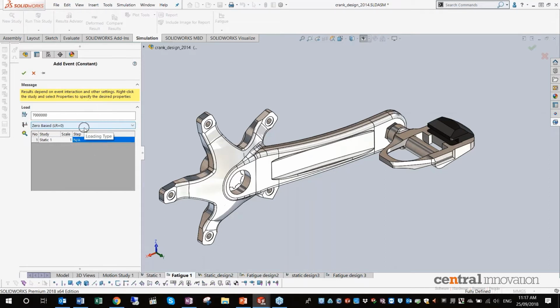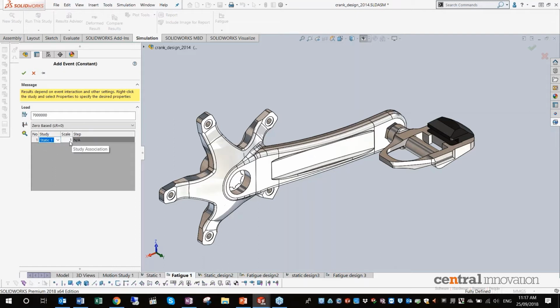what the loading type is. The loading history type in this scenario is zero based, meaning that I apply the load, then I stop applying the load. I apply the load again. I apply the load 7 million times and I stop. So it's a zero based loading cycle. Within the study tab, you have to select your initial study that you want to run this fatigue analysis based on it. Static 1.